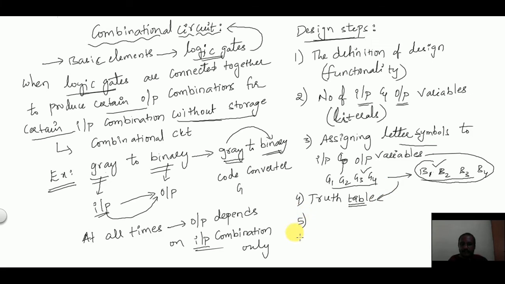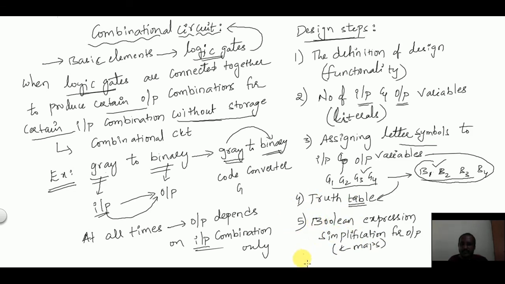The fifth step, after obtaining the truth table, is Boolean expression simplification for outputs. For all the output variables, we have to find the simplified Boolean expressions by using different techniques. Generally we use K-maps, which is the easiest method for obtaining the simplified output expressions. So this is the fifth step.